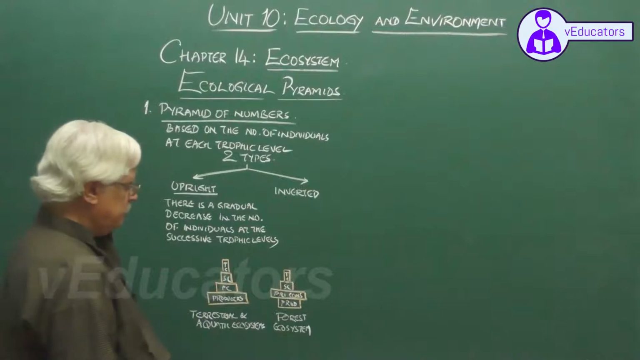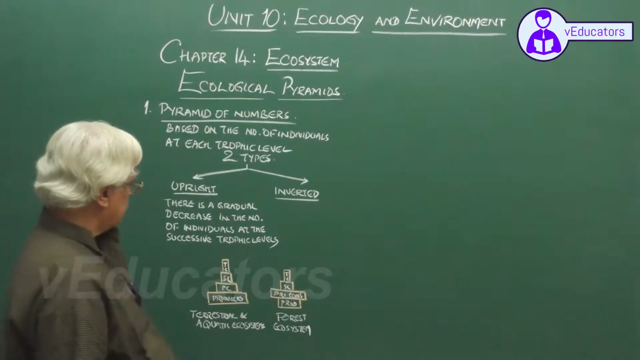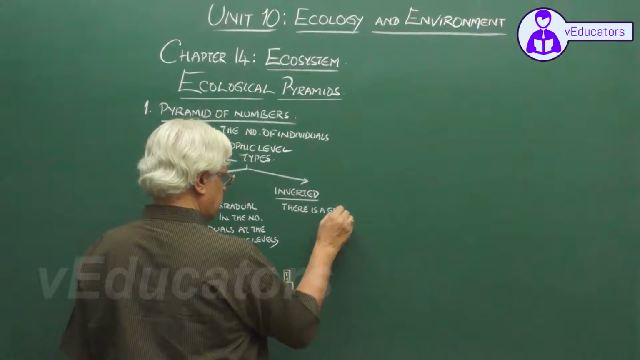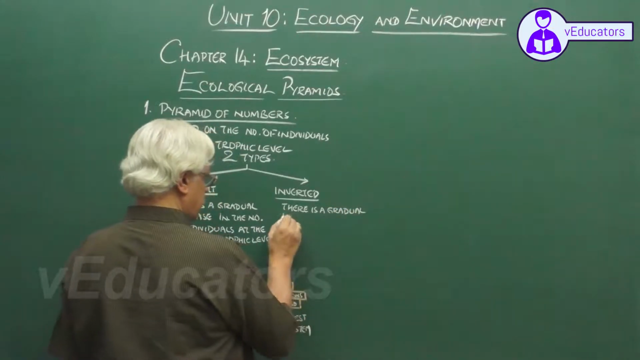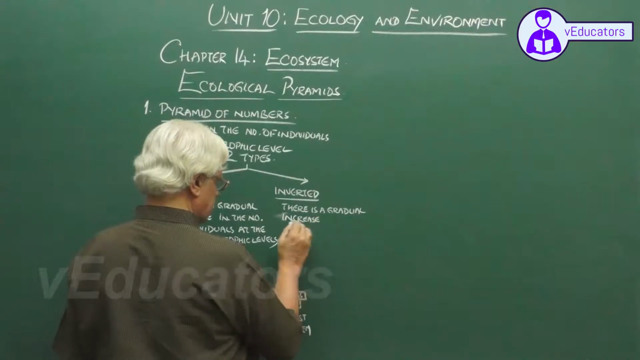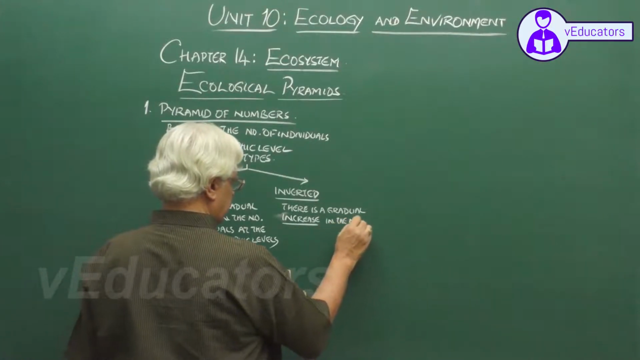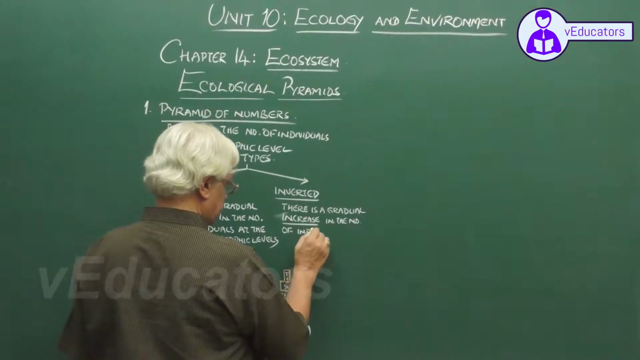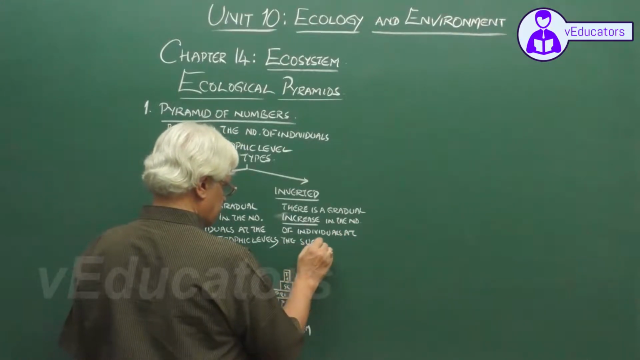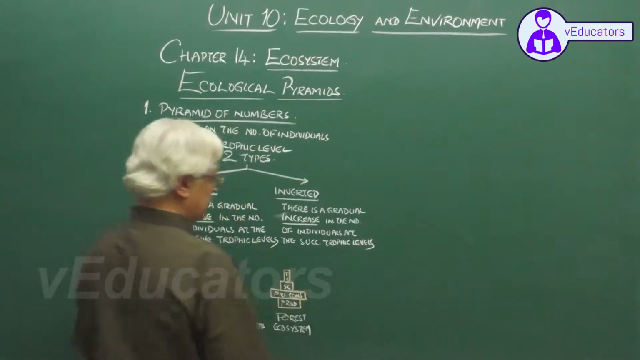On the other hand, inverted pyramid of number represents a situation where there is a gradual increase in the number of individuals at the successive trophic levels.